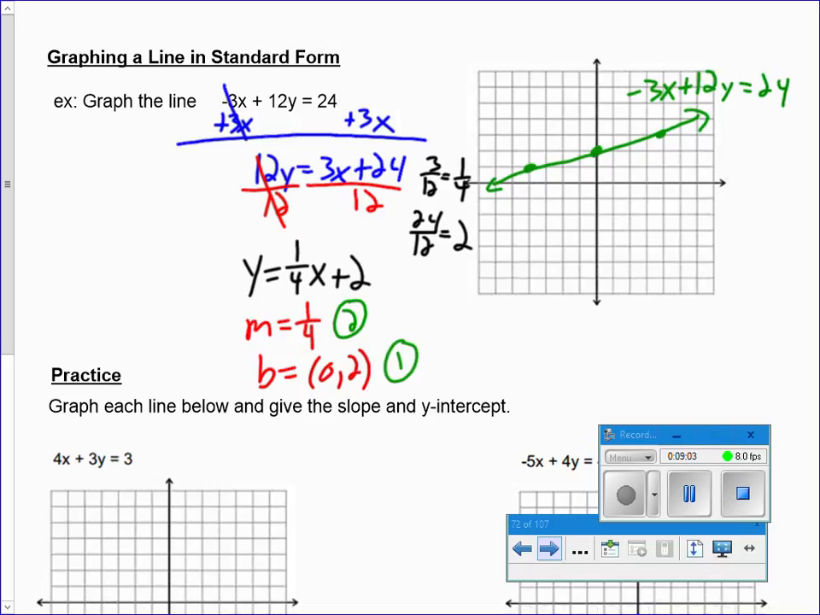Alright, so there are 4 practice problems at the bottom for you to go through, and try the same process. We're converting to slope-intercept form first, then graphing from slope-intercept form, which is something that we've done in class, and should be something that you're pretty comfortable with at this point.